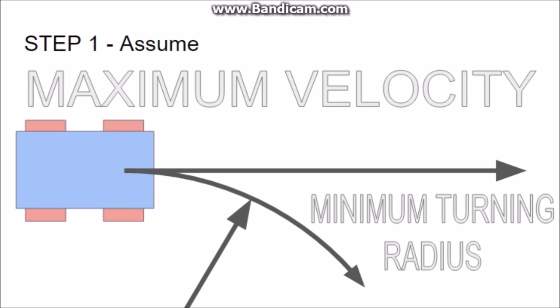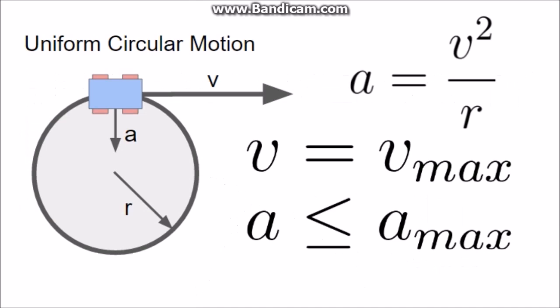Some simple maths will show us how big our curve radius will need to be. First, we have the formula for centripetal acceleration in uniform circular motion and our constraints. As you can see in the diagram, when an object is undergoing uniform circular motion, there is an acceleration towards the center of the circle equal to the velocity squared divided by the radius. Now, our constraints that we need to plug into this formula is that our velocity is always our maximum velocity, Vmax, and our acceleration is going to be less than or equal to our maximum acceleration. We don't want to exceed that.